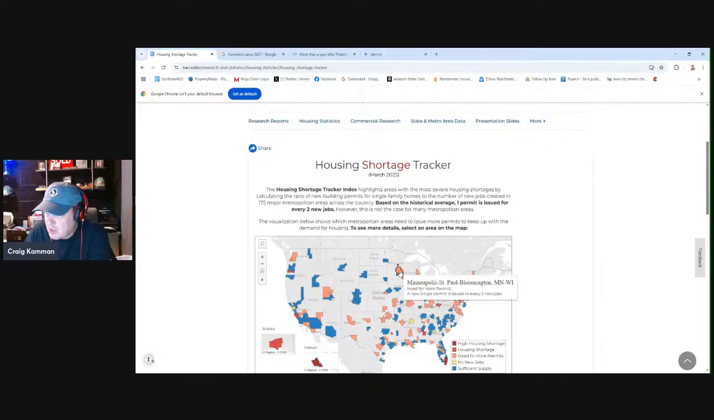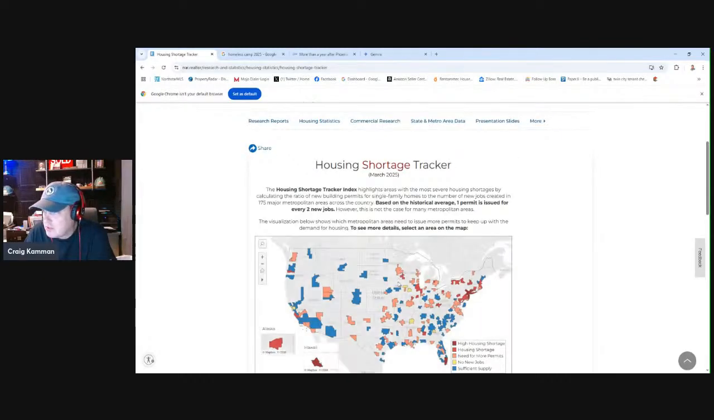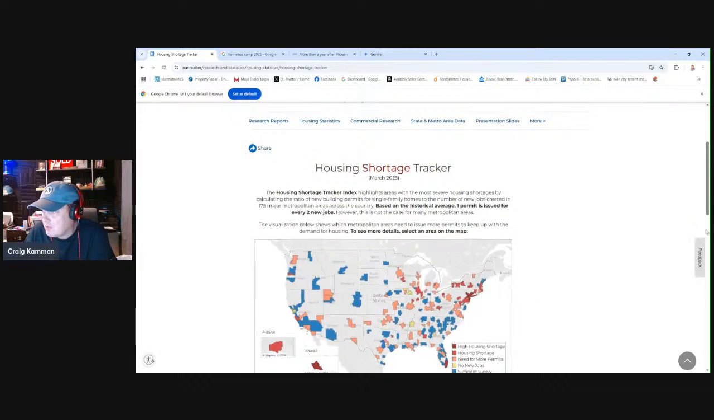So if we go to my market, and what did I just do? Holy smokes. A new single permit is issued for every 3 new jobs. So now they indicate that as need for more permits. Okay, this is just kind of the basic information. If you go up to Fargo, there's sufficient supply. A new single family permit is issued for every 2 new jobs. And then I can toggle this with multifamily as well.